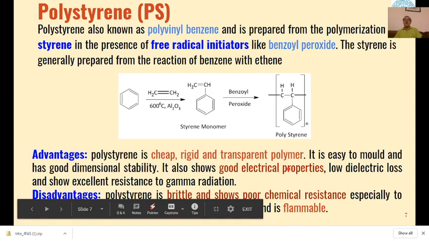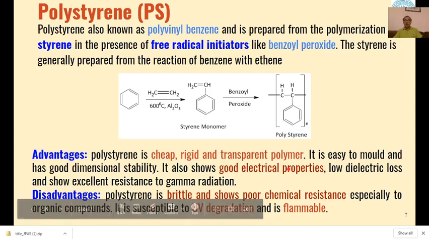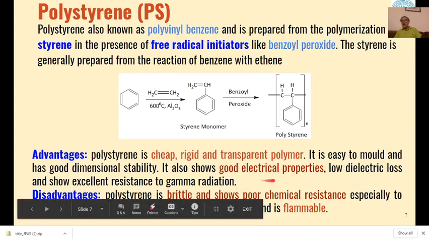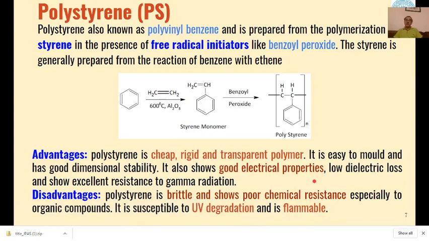The advantages of this polymer are that it is a very cheap, rigid and transparent polymer, and it can be easily molded and has good dimensional stability. Then it has good electrical properties also, low dielectric loss, and it shows excellent resistance to radiation, particularly gamma radiation.